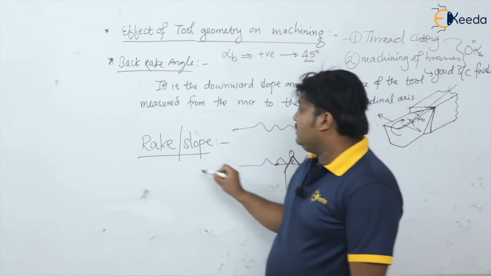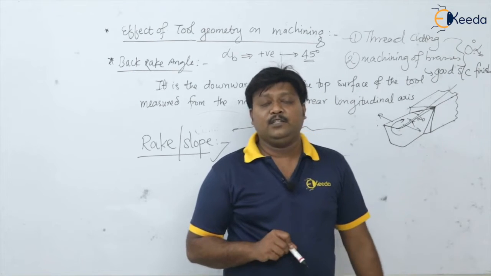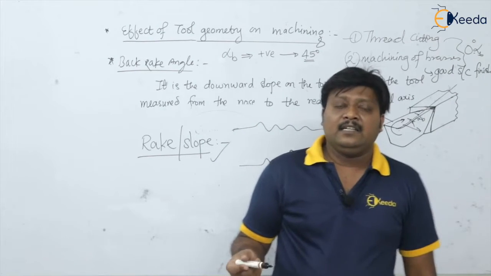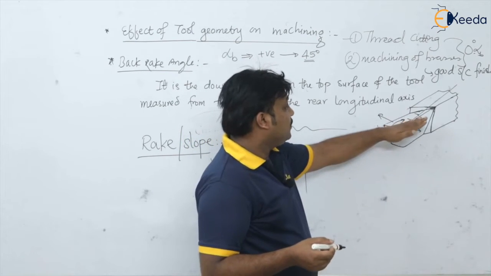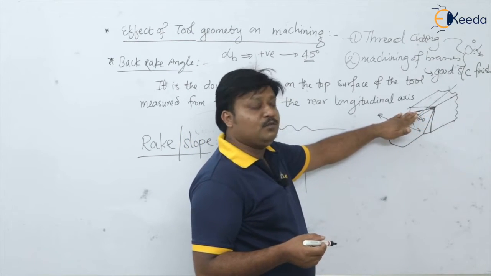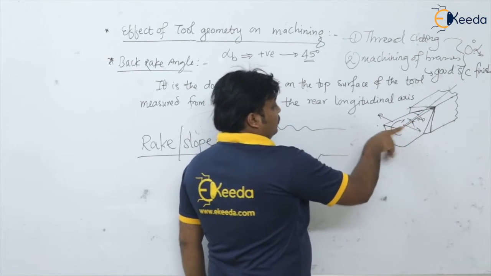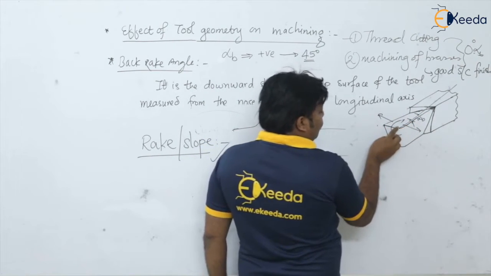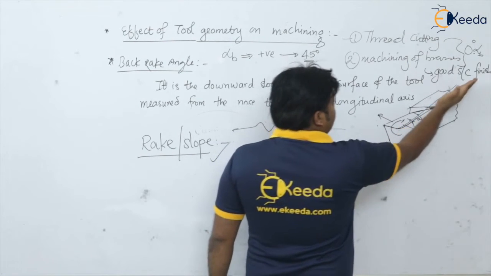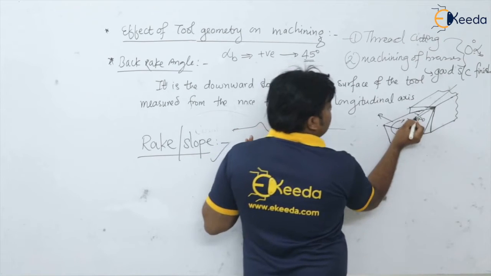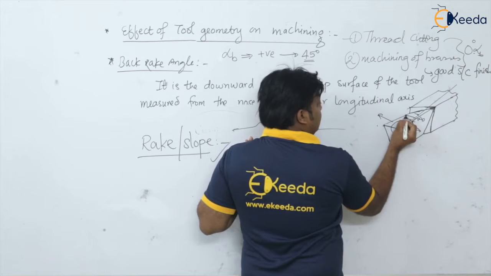So these are the functions which can be done by this rake or slope on the top surface of the tool. Now again, the second slope we can talk about. Again, this is the downward slope on the top surface of the tool to the side. So this was from nose to the rear, along the longitudinal axis. Now the same slope, but the slope which is perpendicular to this longitudinal axis, to the side.